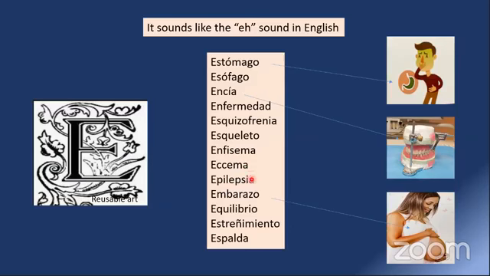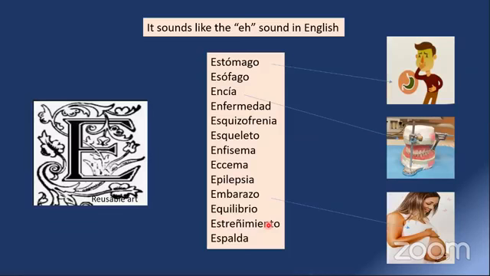Epilepsia is epilepsy, the seizures. Embarazo. Look at this. What's that? Pregnancy. Embarazo. Sounds like embarrass, right? But it's embarazo. Equilibrio.